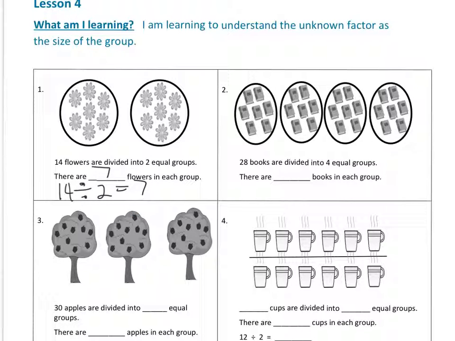Number 2 says 28 books are divided into 4 equal groups. There are blank books in each group. So 28 is our total. So if we were writing a division sentence, again, it would be 28 divided by 4 equals what? That's what we're trying to find out. How many are in each group? Let's come back here. Let's go 1, 2, 3, 4, 5, 6, and 7. Again, there are 7 in each group.